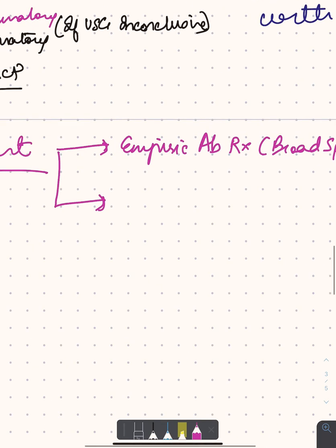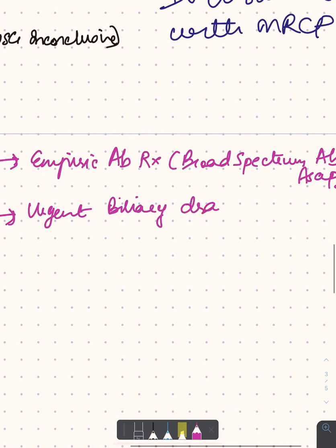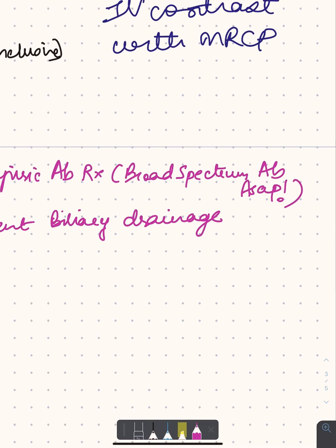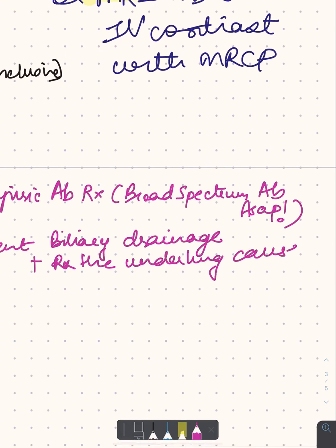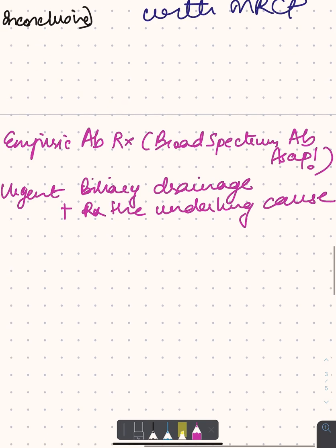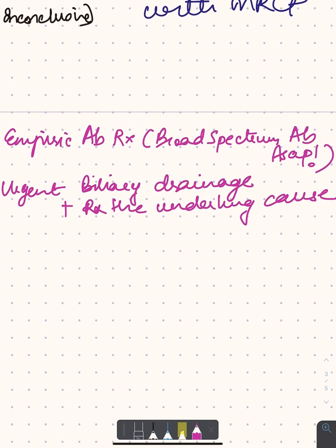The second is urgent biliary drainage. This is important because the bile is stuck over there, there is stasis. Unless you drain it, the infection will keep increasing, and then plus you have to treat the underlying cause. So the ascending cholangitis is because of some other underlying cause, so you need to treat that too. So the more serious the disease, the earlier the biliary drainage needs to be done.